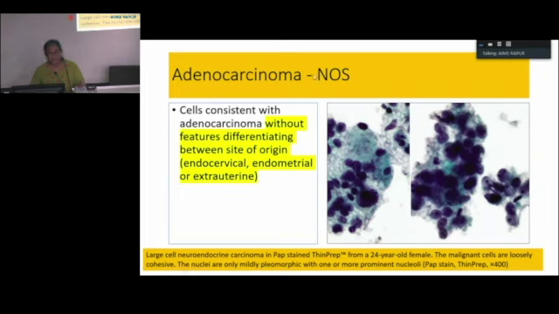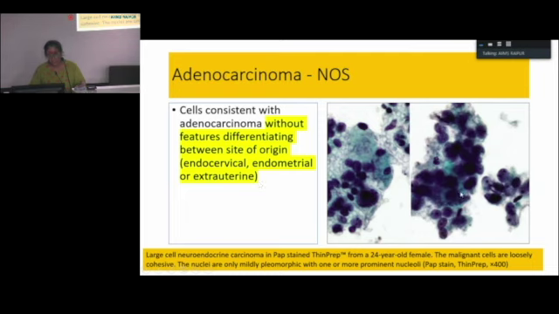Now adenocarcinoma NOS. So now you can tell me on your own. When you cannot type it into endocervical, endometrial, extrauterine, then you put it into the NOS category. Okay. Now, it does not mean that it is not endocervical, not endometrial, not extrauterine. Okay. So here what you can see in this smear is the cells are consistent with adenocarcinoma without features that differentiate, naming the site of origin.